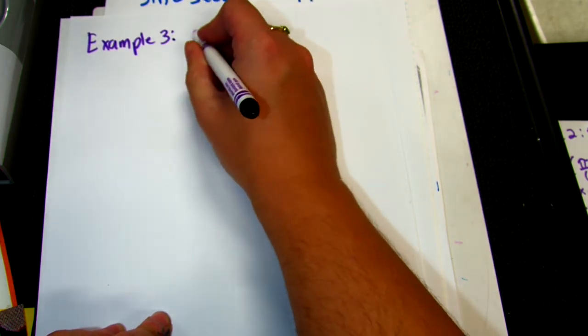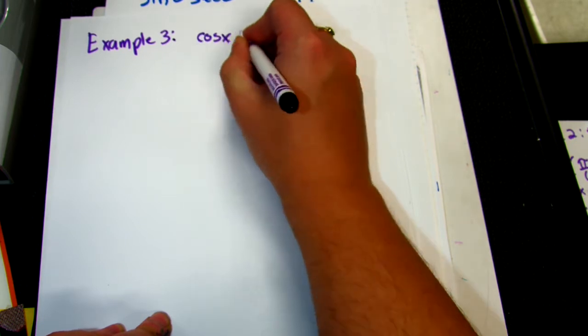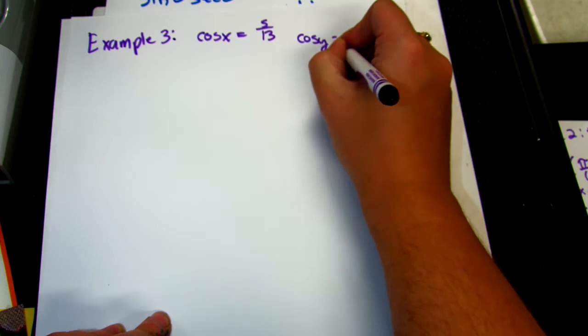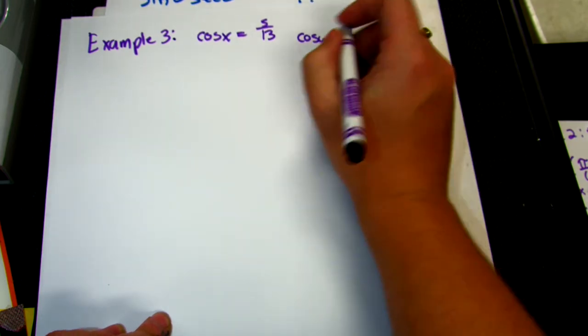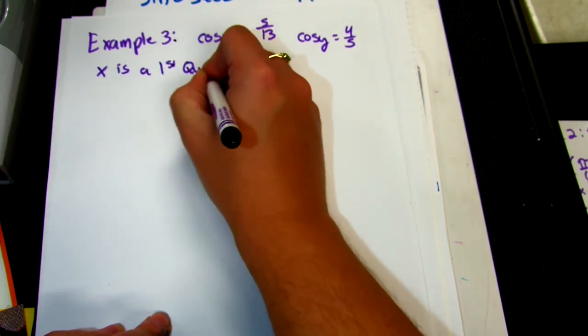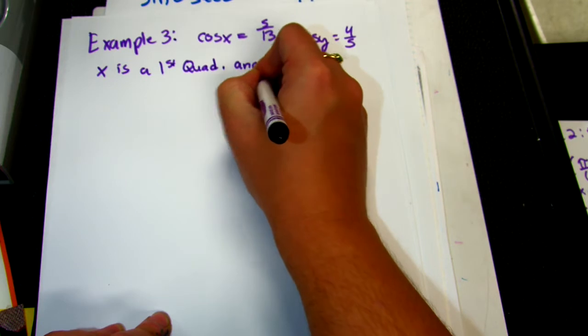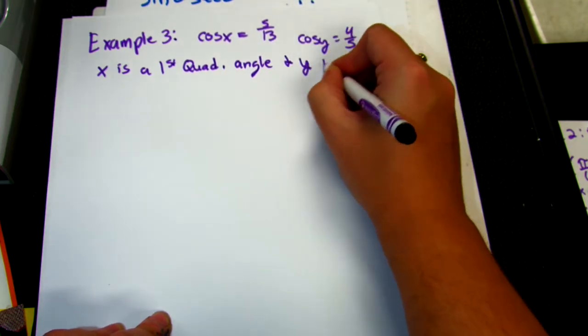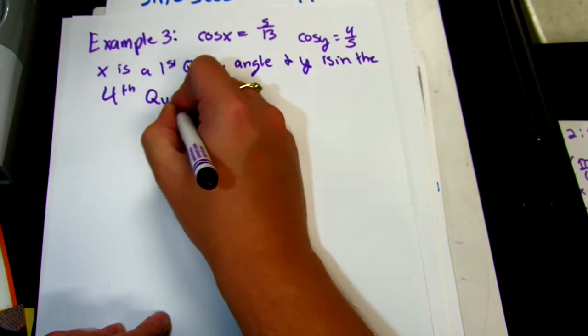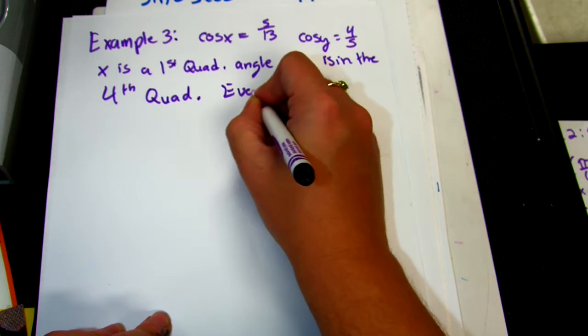All right, so this is example 3. And it says cosine of x is 5 over 13, and cosine of y is 4 over 5. And it says x is a first quadrant angle and y is in the fourth quadrant. Okay, and it wants us to evaluate the following.